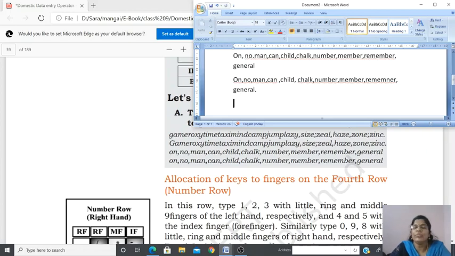Clear? So these are the allocation of keys to fingers. What are the fingers we are using? We use little fingers, ring fingers, middle fingers, and index fingers for 2 letters in each row. The middle row is called the home row or second row. The upper row is called the third row. The bottom row is called the first row. Is it clear? So total 3 rows. First, second, third: bottom, middle or home, then upper. I hope it's clear for all the students.